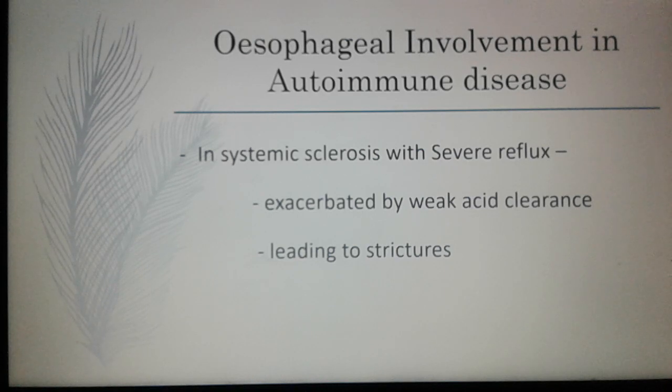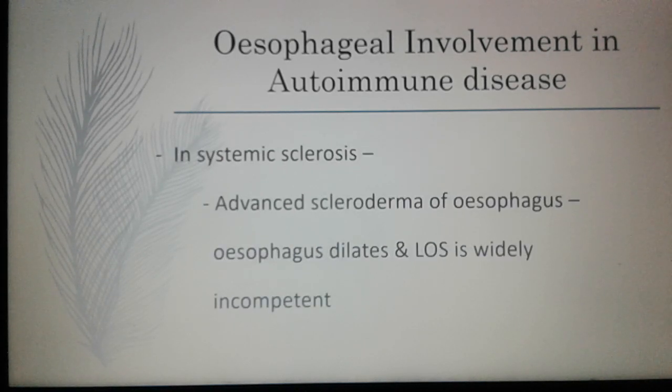In systemic sclerosis where the esophagus is involved, these patients complain of severe reflux. Usually, due to weak acid clearance, these patients develop ulcers followed by healing, leading to stricture formation. So esophageal strictures are very common. In advanced scleroderma of the esophagus, usually the esophagus dilates and there is an incompetent lower esophageal sphincter.